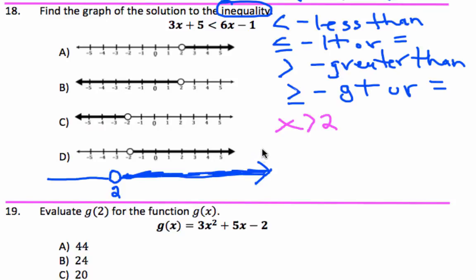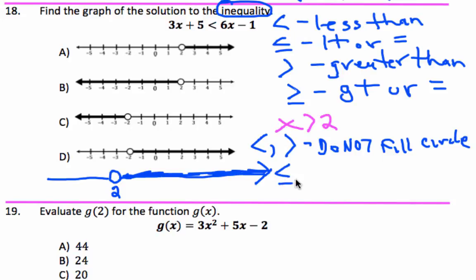So we indicate this by whether we fill in the circle at 2 or we don't. So when we have strictly less than or greater than, so the number itself is not included, we do not fill the circle. On the other hand, if we have less than or equal or greater than or equal, so the number itself is included, then we fill the circle. So we see what we came up with corresponds to choice A.